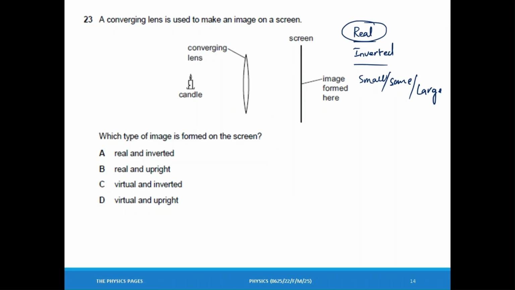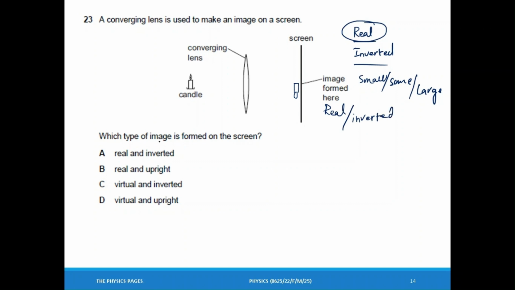So here you can see this is the candle and its image is somewhere here. First of all, it will be inverted, and now it depends upon where the principal focus is. If it is between f and 2f, then it will be different, but it is for sure that this image will be real and inverted. This is a 100% sure thing.